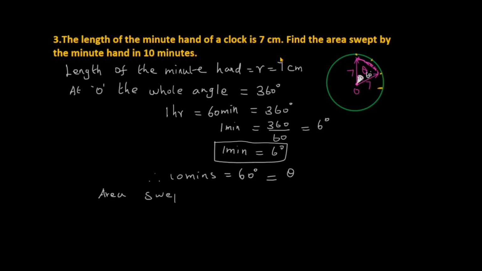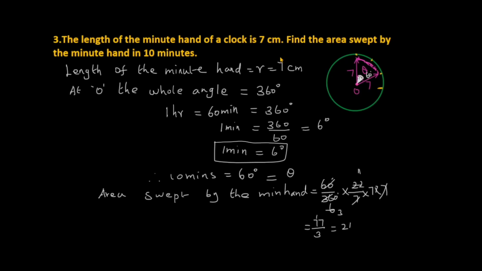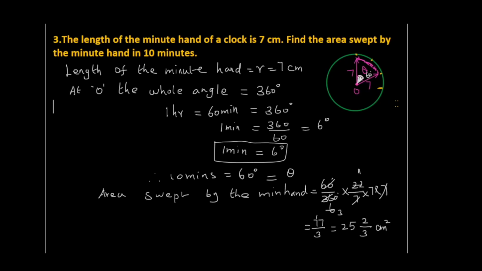So area swept by the minute hand is equal to theta by 360 into pi r square, 22 by 7 into 7 into 7, cancel 7 and 7, 6 times 3, 11, so 77 by 3, 3 2s are 6, remaining 1, 5, 15, 2 by 3 centimeter squared. So the minute hand can cover 25 2 by 3 centimeter squared area.